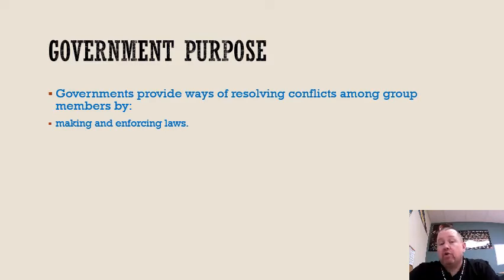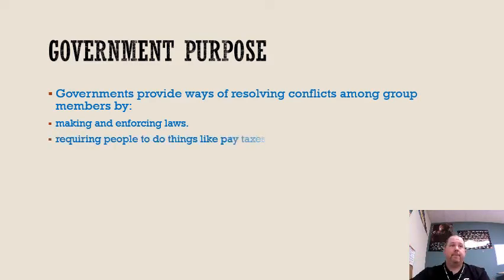So they resolve it first and foremost by making and enforcing laws, right? Like, the other driver blew through a stop sign. He did not follow the law. They made it to make it safe. He didn't follow it. In order to try to enforce that, he's going to get a ticket, right? He's going to have to pay some sort of penalty.